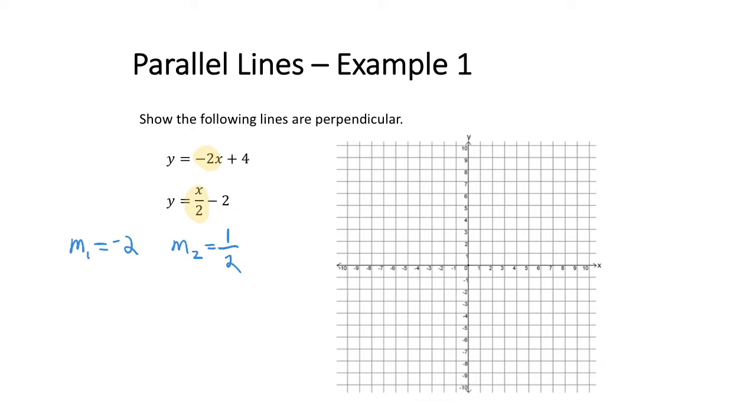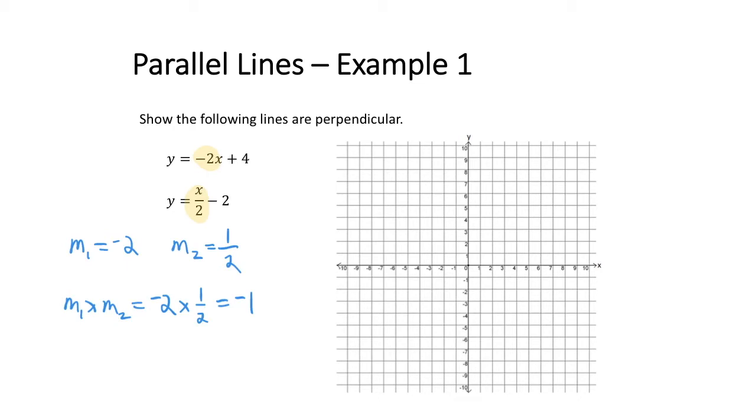To test for perpendicularity, we can multiply gradient 1 by gradient 2. So -2 times 1/2 is going to equal -1. So the test shows that these two lines are going to be perpendicular. Let's have a look at what they look like after we graph them onto the Cartesian plane.